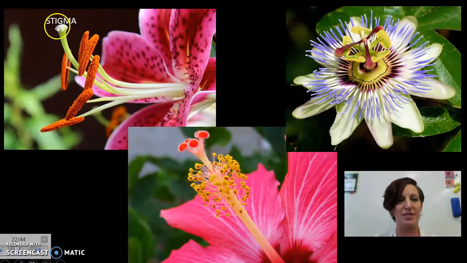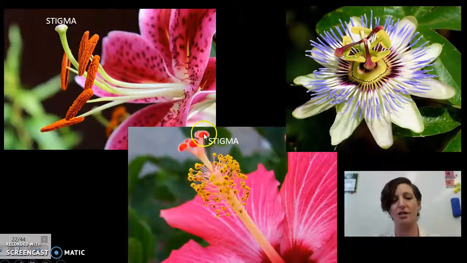Just on top here it's a bit sticky and wet, and the pollen can be transferred on top of the stigma. The hibiscus, these parts here are the stigma. Sometimes they look different from plant to plant, but they generally have the same structure. So the stigma on top there is a little bit sticky and pollen can stick to it.